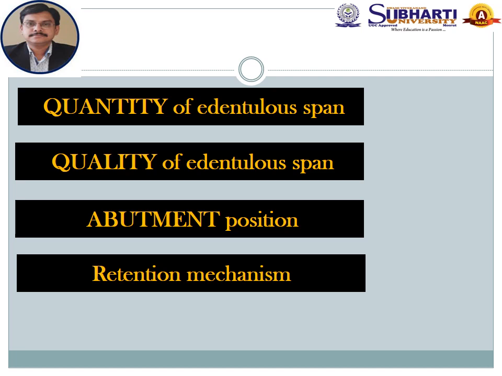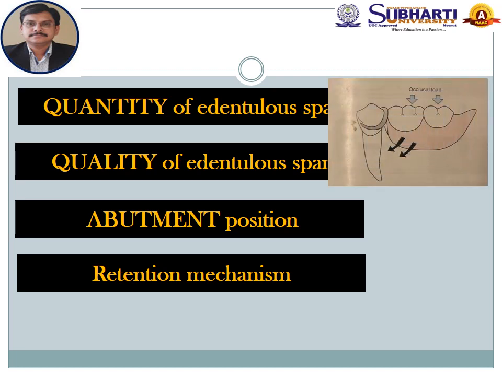There are so many factors which can magnify the undesirable forces, and these are quantity of edentulous span, which we'll discuss in detail, quality of edentulous span, abutment position, and retention mechanism. That means the mechanism by which the RPD gets retention from the abutment teeth. Quantity of edentulous span means the amount or length of the edentulous span. We all know in a distal extension case, as seen in this photograph, if the length of the edentulous span is bigger, more undesirable force will get generated.